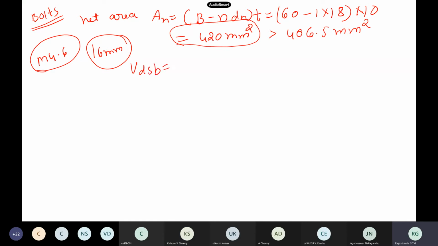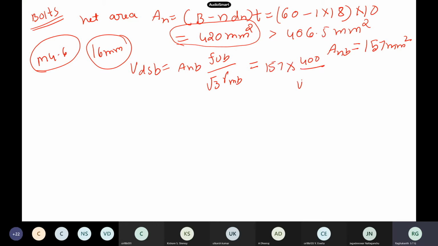So the shear capacity, VDSB or whatever we write. Of course, the net area of the bolt you also have to calculate, because if it passes through the thread, it is 157 mm square. All the formulas are there. So this turns out to be ANB times FUB by √3 times gamma MB. So substitute 157. We are assuming that the shear plane passes through the thread, not through the shank. If nothing is mentioned, this is more safe. So this turns out to be some 29 kilonewtons. You can find out the bearing capacity of this bolt also, but anyway the bearing capacity will be more than the shear capacity itself.